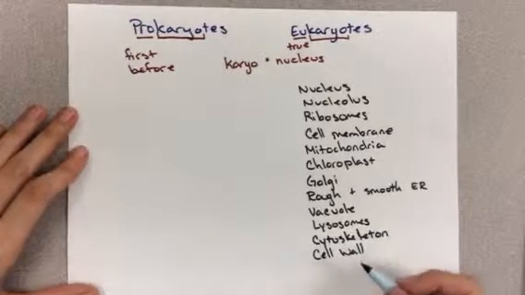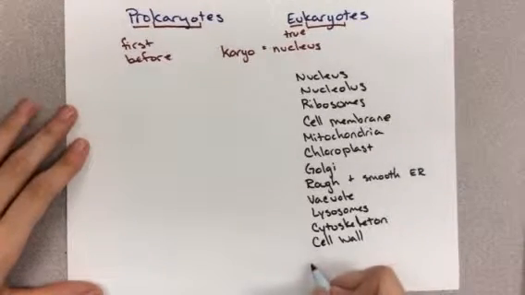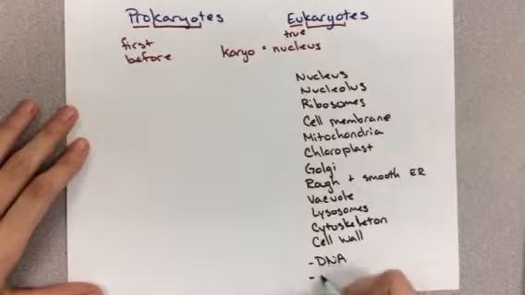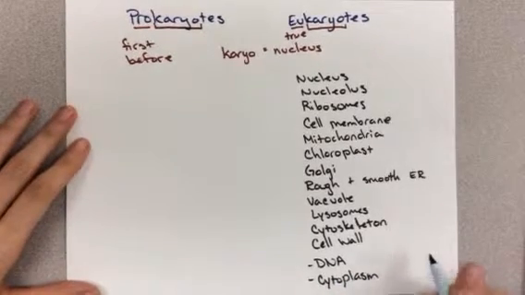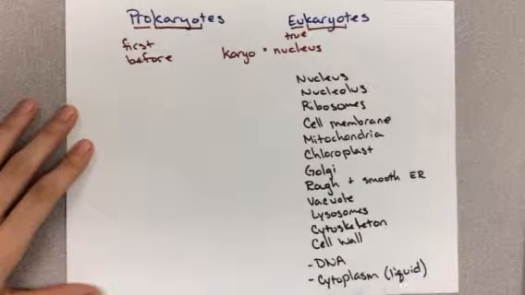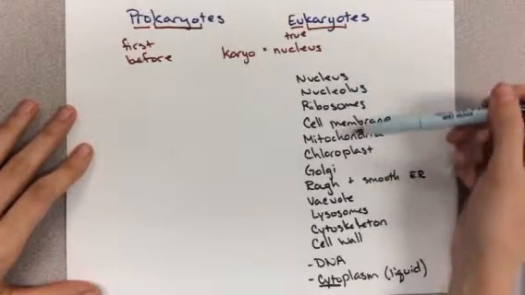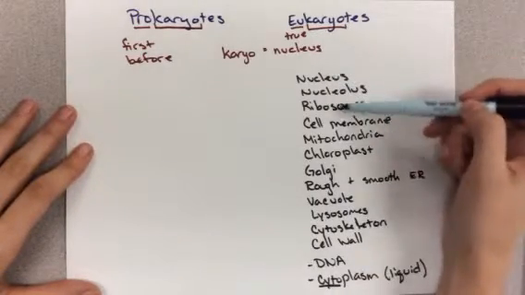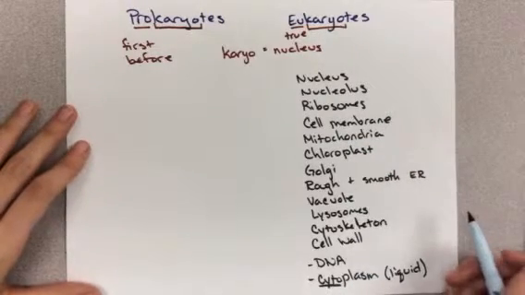Something else that we didn't talk about, because it's not really an organelle, but it's still part of the cell, and those two things are DNA, so instructions for the cell, and cytoplasm. So cytoplasm is the liquid, and I would love for you to remember that it is the liquid inside of the cell. Remember, cyto means cell. So all of these other parts, aside from cell membrane and cell wall, because those are the boundary parts, are essentially floating around in the cytoplasm.